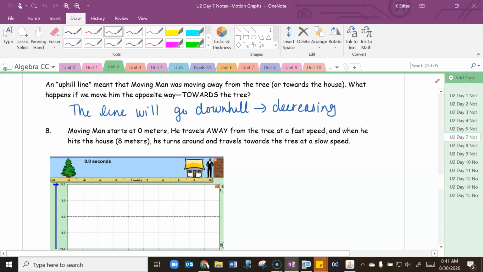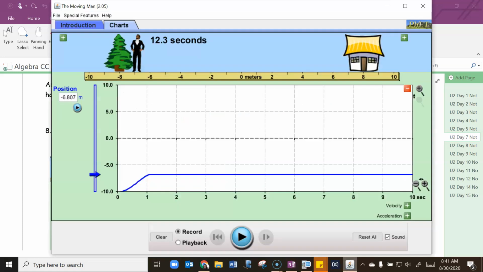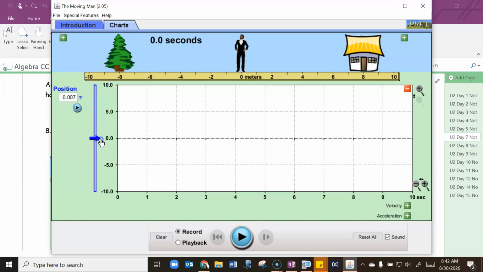So this time, Moving Man is going to start at 0 meters. We're going to have him travel away from the tree at a fast speed. And then when he hits the house, he's going to turn around and travel towards the tree at a slow speed. Ooh, okay, this is a lot of work for me. All right, so let's look at that again. We're starting at 0 meters. So I'll put him there. We're traveling away from the tree at a fast speed. So I'm moving towards the house. And then when I get to the house, I'm going to turn around and move towards the tree at a slow speed. All right, here I go. I'm moving fast. I'm turning around. I'm moving slow.